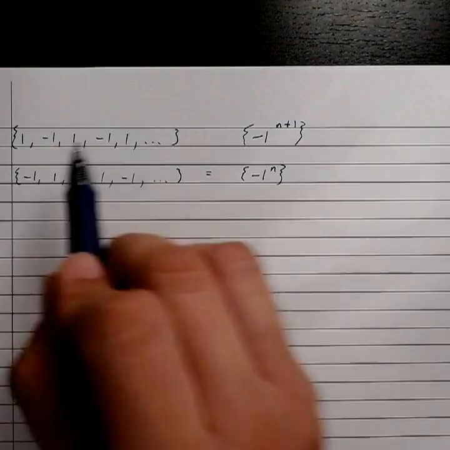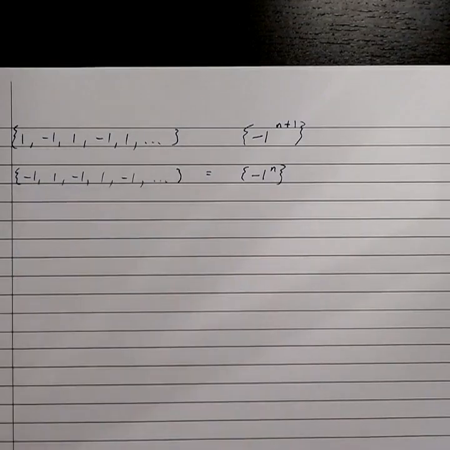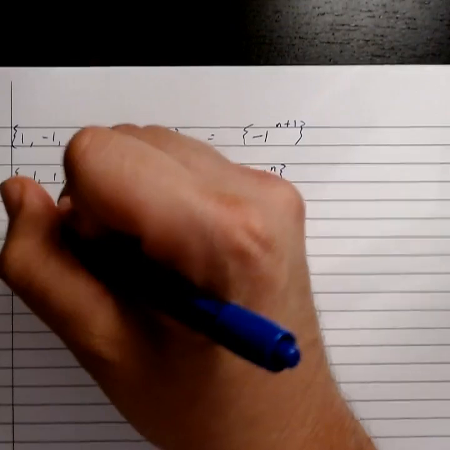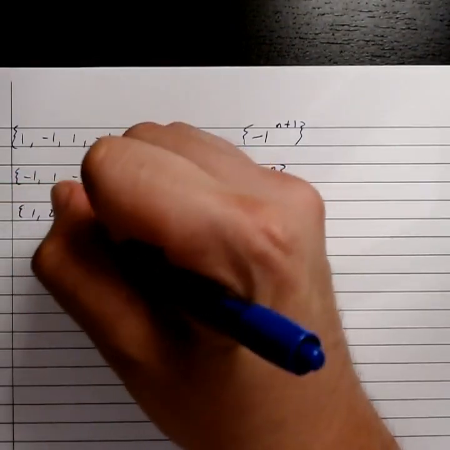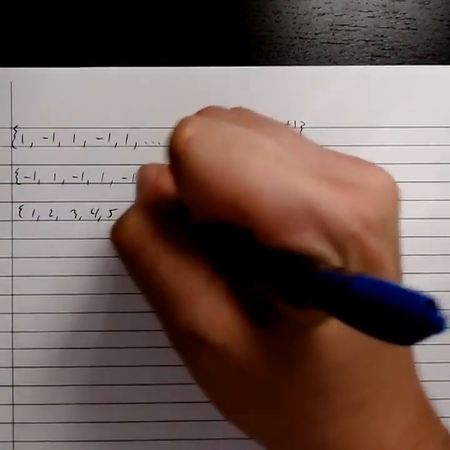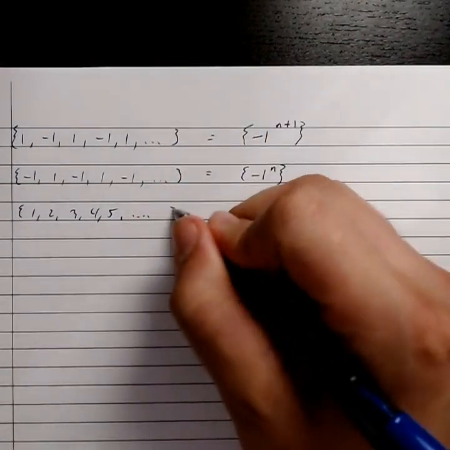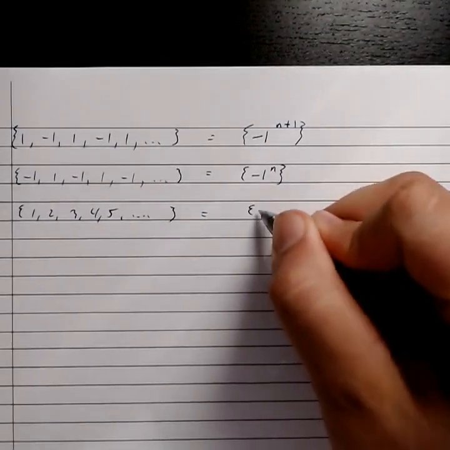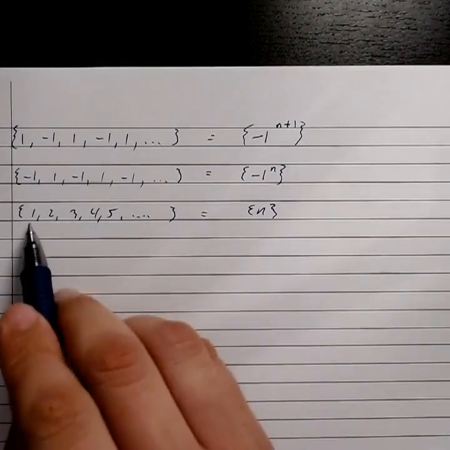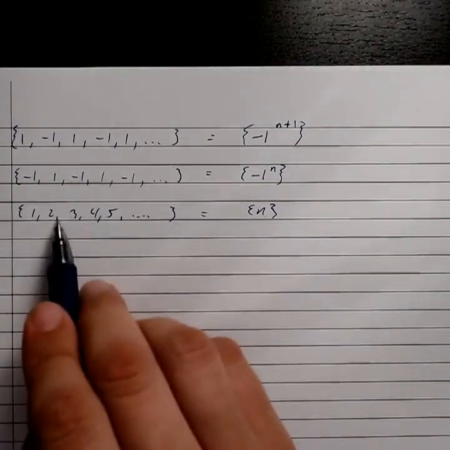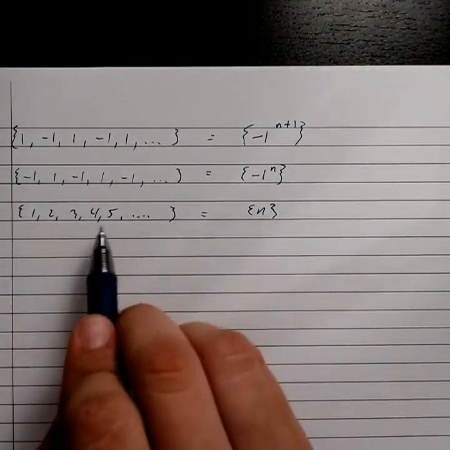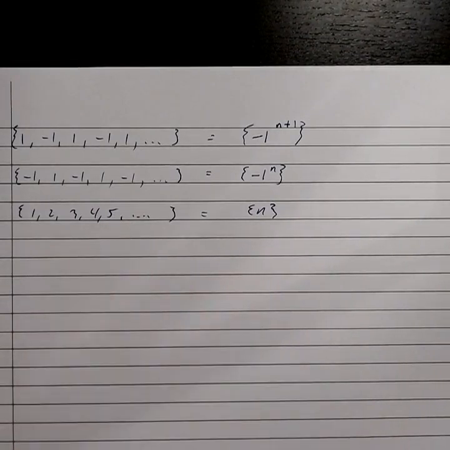And negative 1 to the third would be a negative 1. Just like that. If you have the terms 1, 2, 3, 4, 5, just the numbers in order, that's usually described by just saying n. Because the first term is 1, the second term is 2, the third term is 3. So the nth term is n.